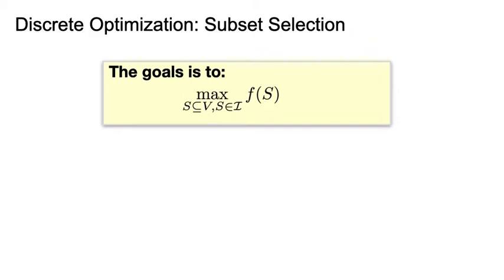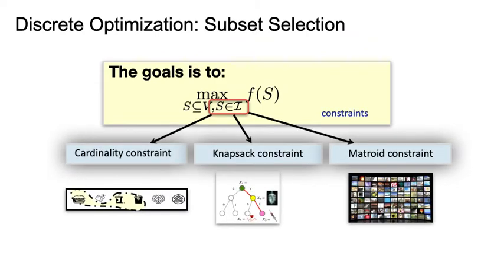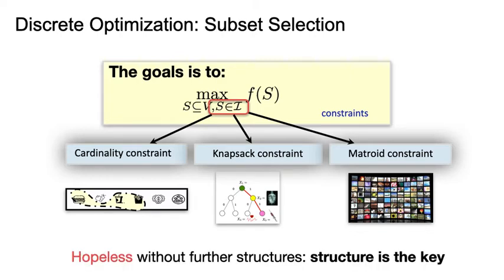In this paper, we consider a discrete optimization problem where the goal is to maximize a function f over a ground set of items V subject to a set of constraints I. This constraint could be in the form of a cardinality constraint, a knapsack constraint, a matroid constraint, or many other types of constraints. Without any further assumption on the structure of function f, there is no hope to solve this problem efficiently.